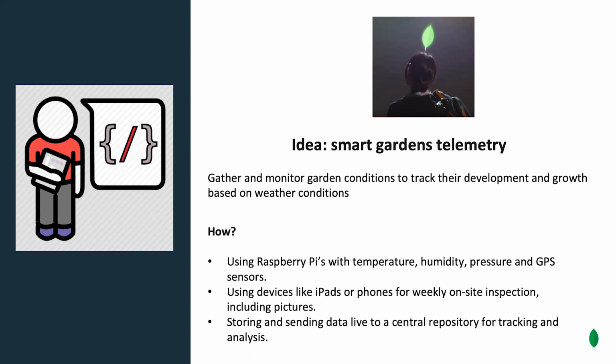The idea then is that there will be devices, like iPads or phones, used for, say, weekly on-site inspection. That could, for example, include pictures of every garden, of every plant in the garden, and other conditions as well. And by doing this, we will be storing and sending data live to a central repository for tracking and analysis purposes based on these different conditions.